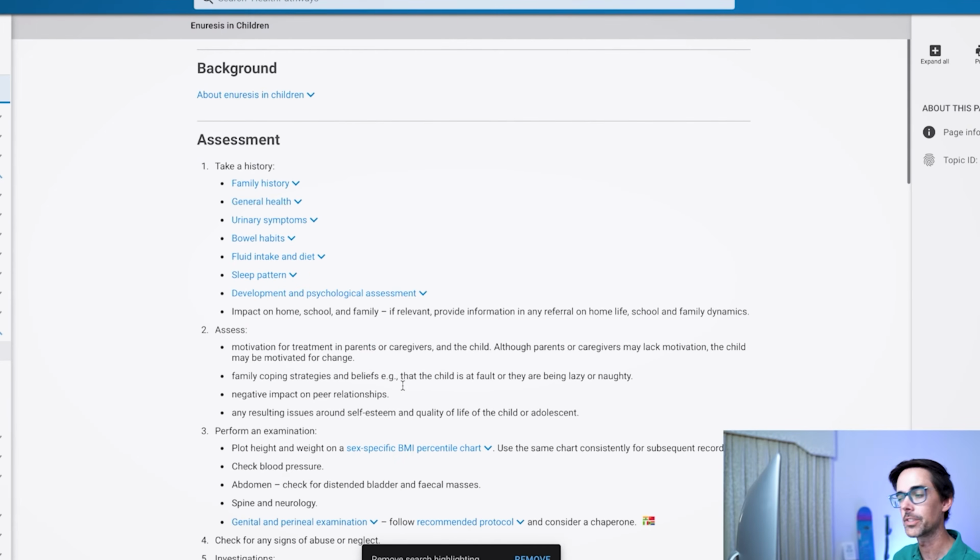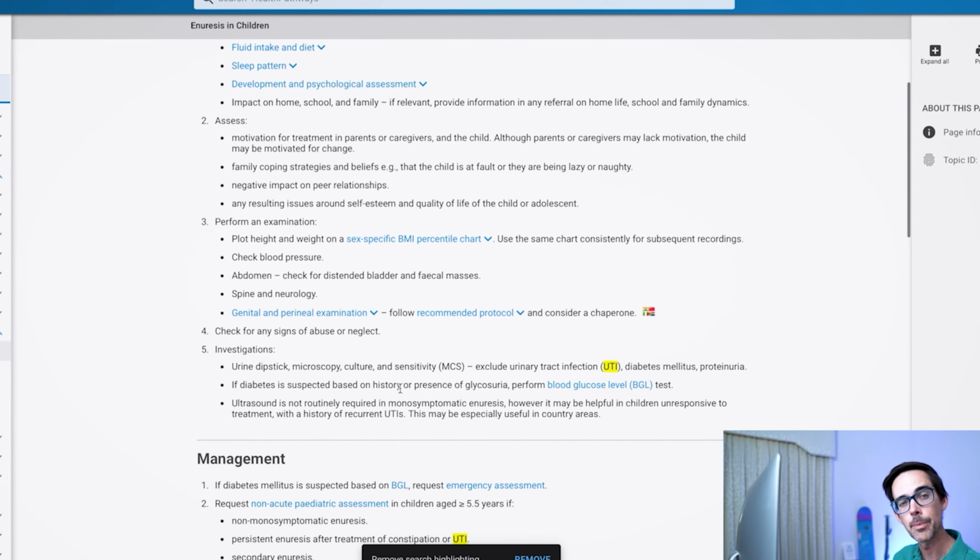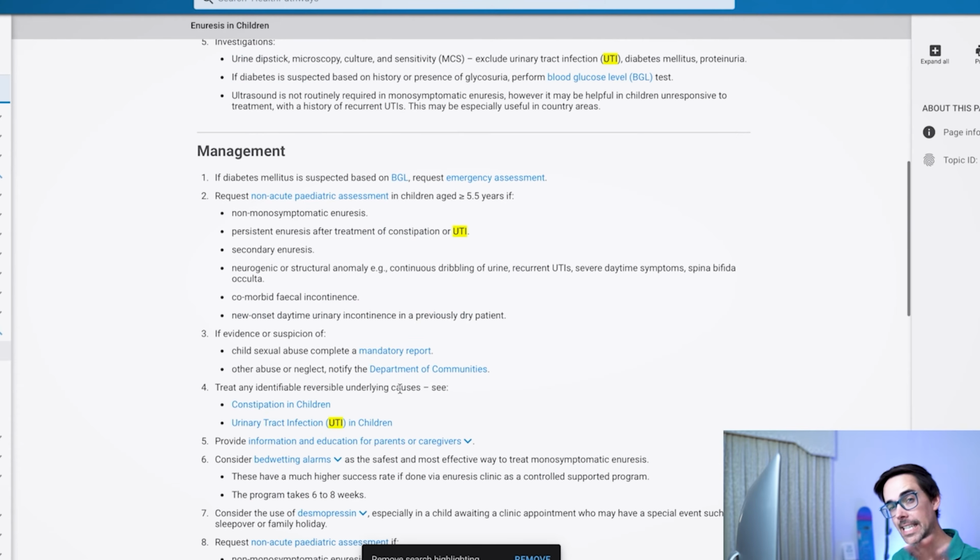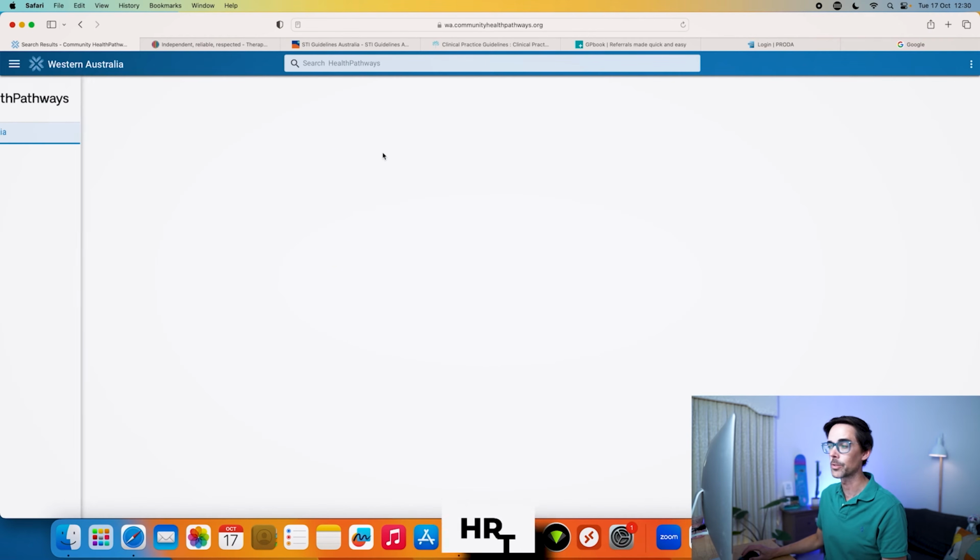You will pretty much always start with a history. They'll have some bits about the examination, and they will talk about investigation, whether required or not. Finally, once you do that initial bit, they will have bits about management. And although it can take a while to run through these guidelines, they are really, really well written, and they're again completely free.